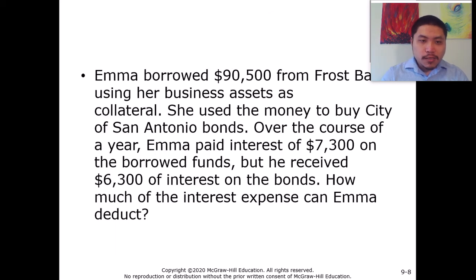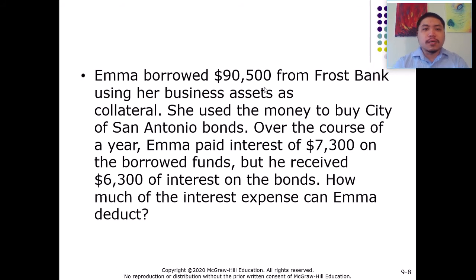So let's look at this example. It says Emma borrowed $90,500 from Frost Bank using her business assets as collateral. She used the money to buy City of San Antonio bonds. Over the course of the year, Emma paid interest of $7,300 on the borrowed funds, but she received $6,300 of interest from the bonds. How much of the interest expense can Emma deduct?